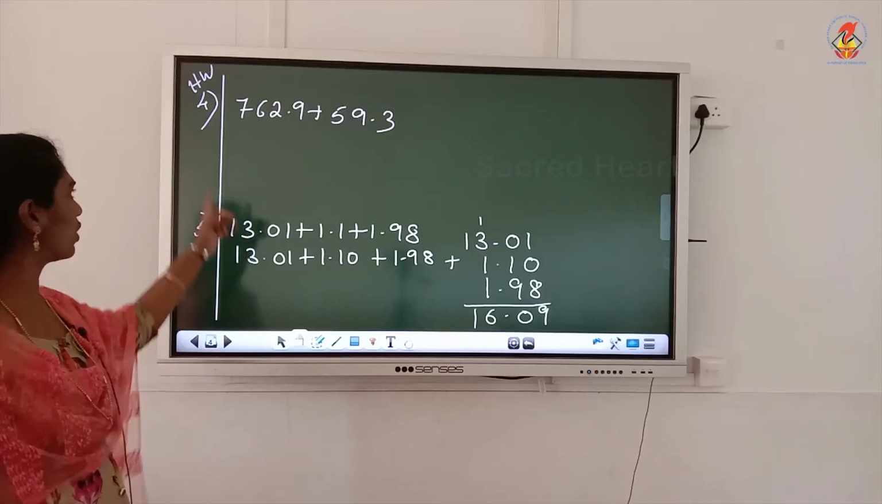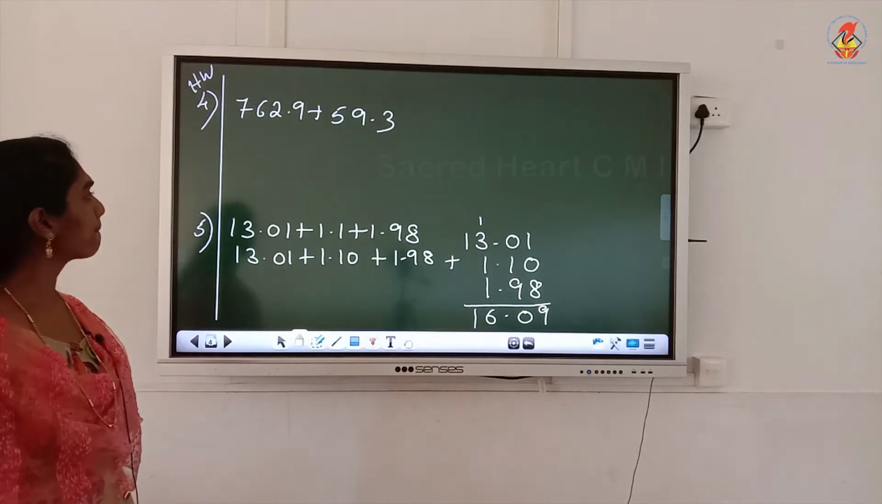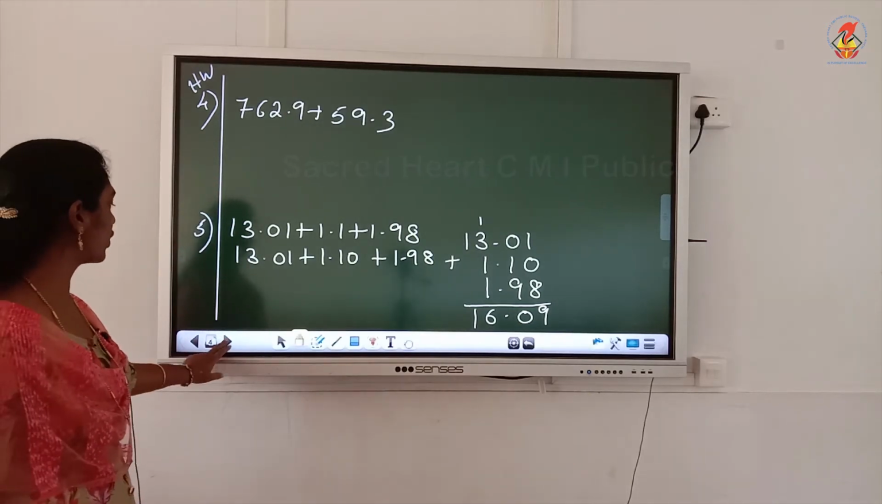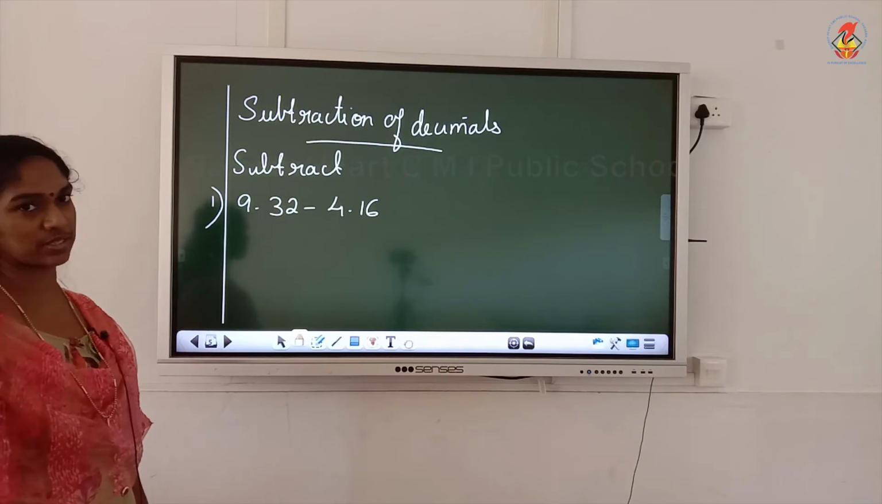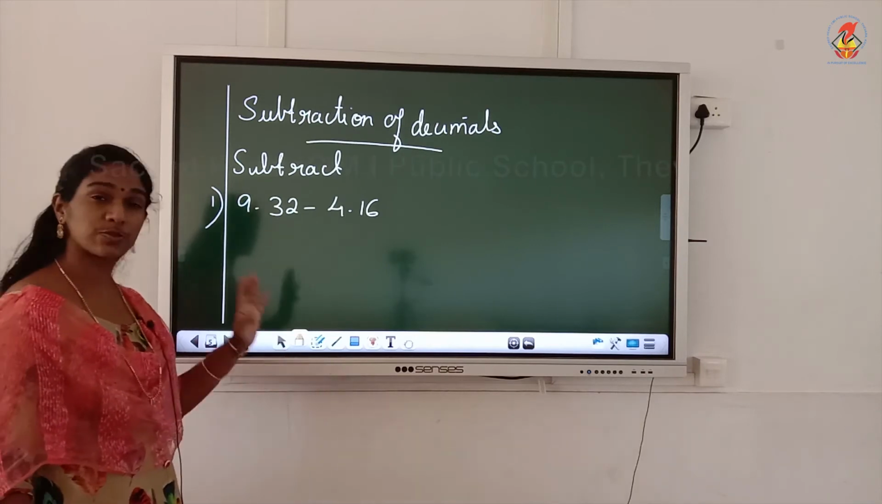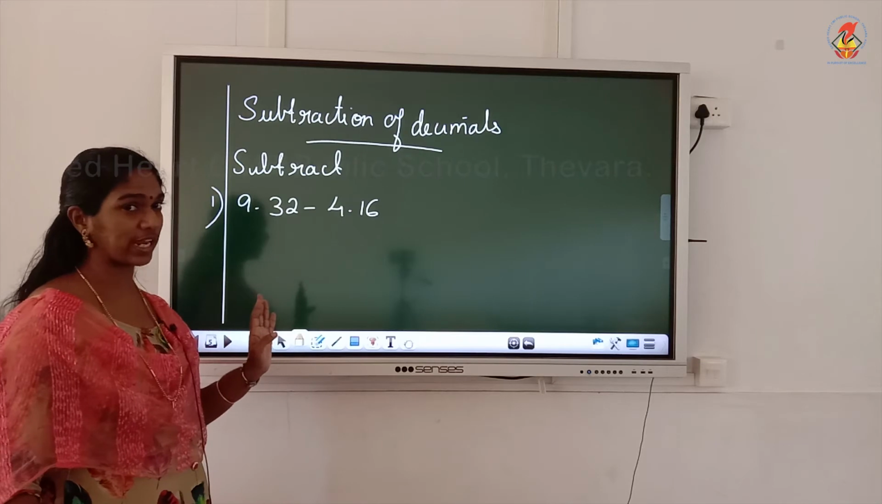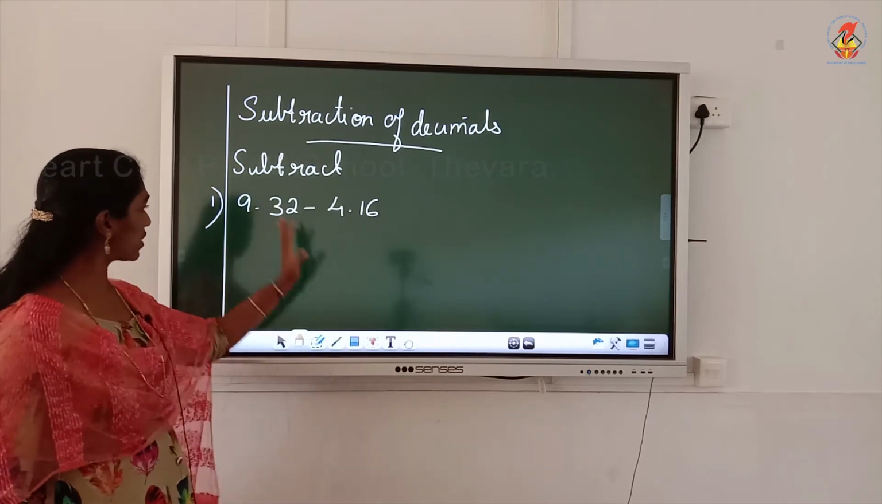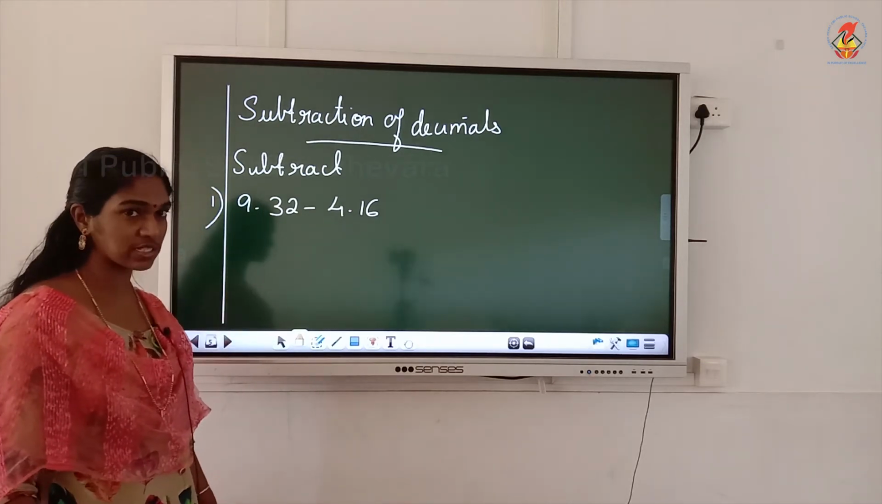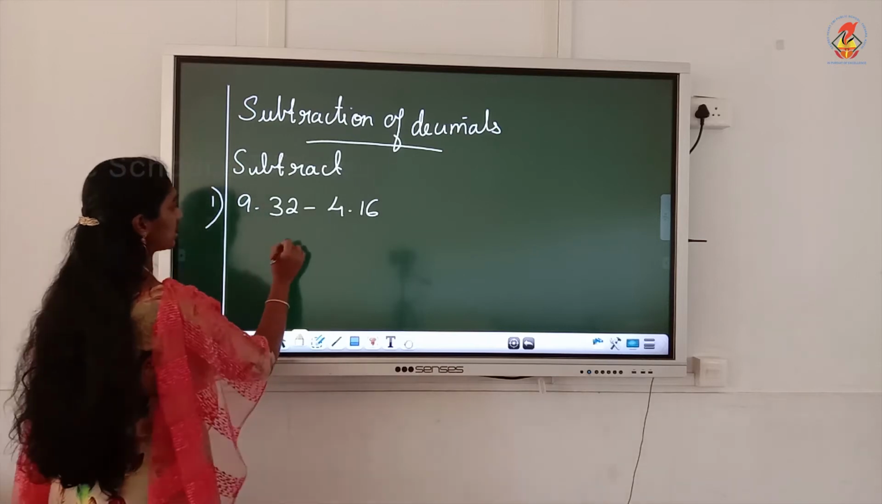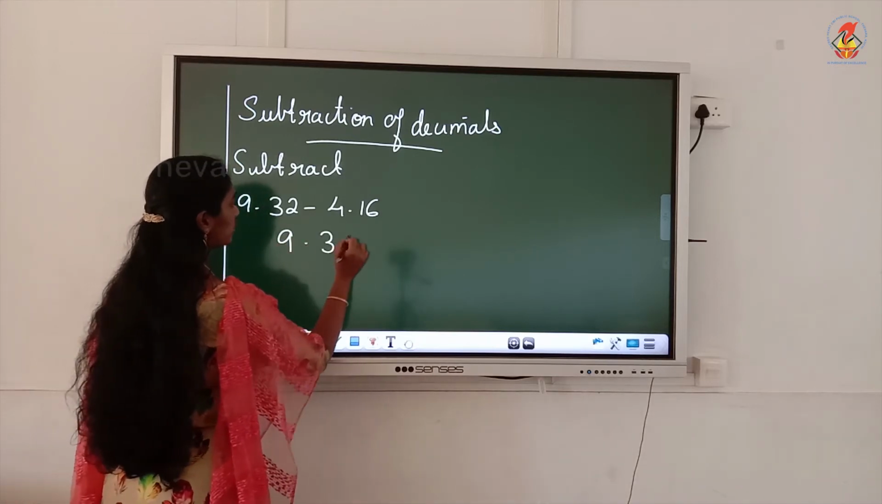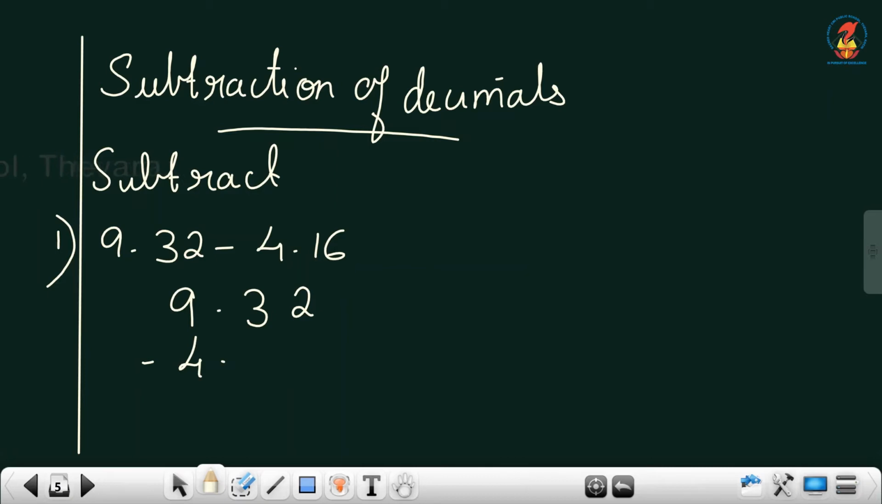Okay, children. So you have one question for homework over there. Now we are moving on to subtraction of decimals. Here it is very important that you convert it into like decimals. Okay. Now the first question is already 2 decimal places. So there is nothing to do in that. Straight away we can subtract 9.32 minus 4.16. 9.32 minus 4.16. So start subtracting.